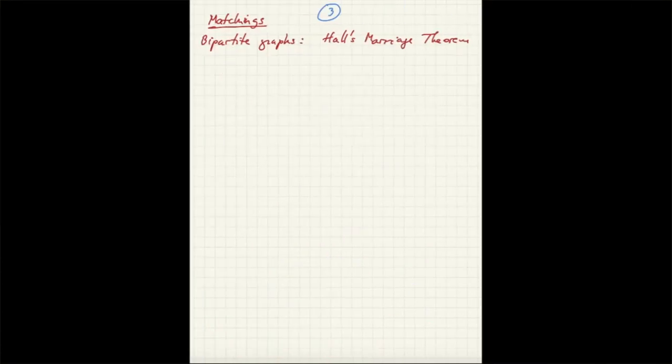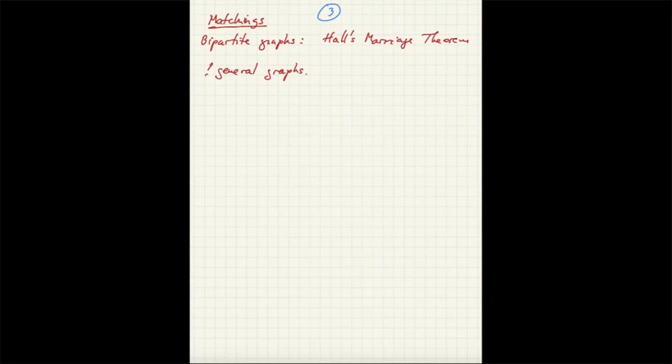Here's something about what happens in general graphs. So, matchings. So in bipartite graphs, we discussed Hall's marriage theorem in several applications. But you can ask yourself, what happens in general graphs, non-bipartite graphs?